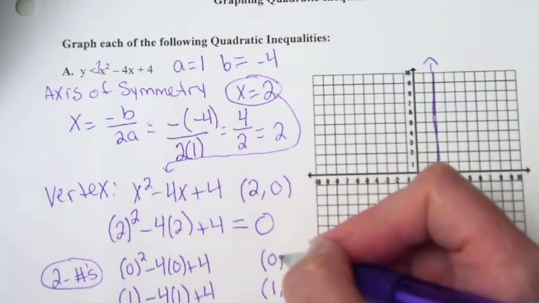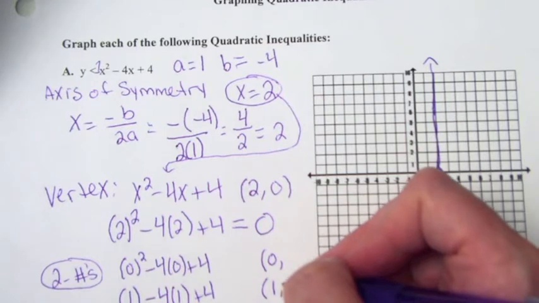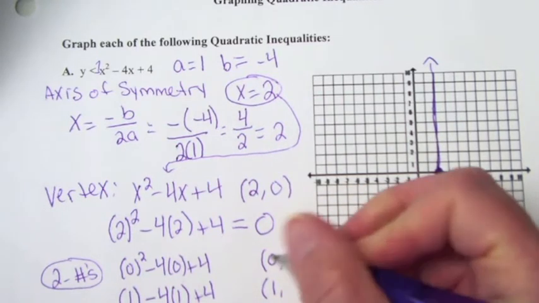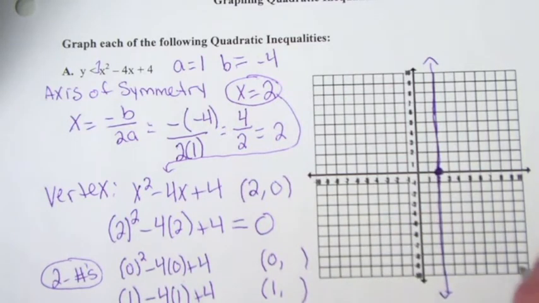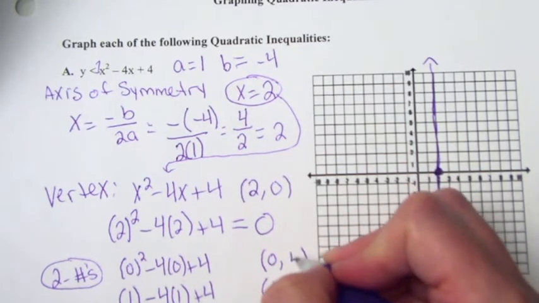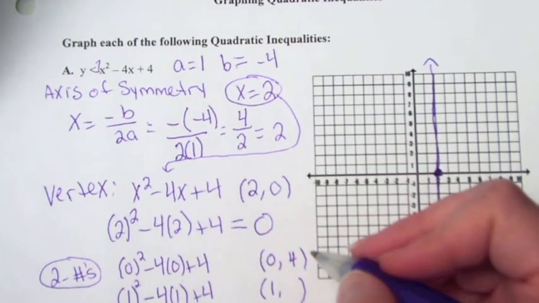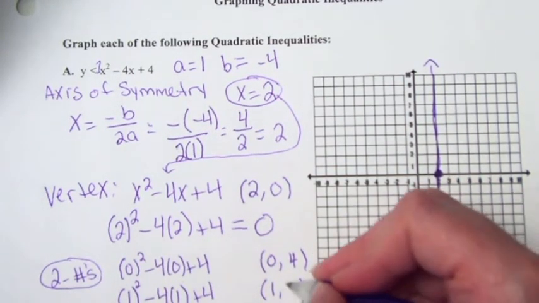So we plug 0 in for x and 1 in for x. And then we come out with something. So that will tell us what our y coordinates are. What do we get when we plug 0 into that equation? 4. We plug 1 in, we should get 1, I think. Yeah, you did. You get 1.